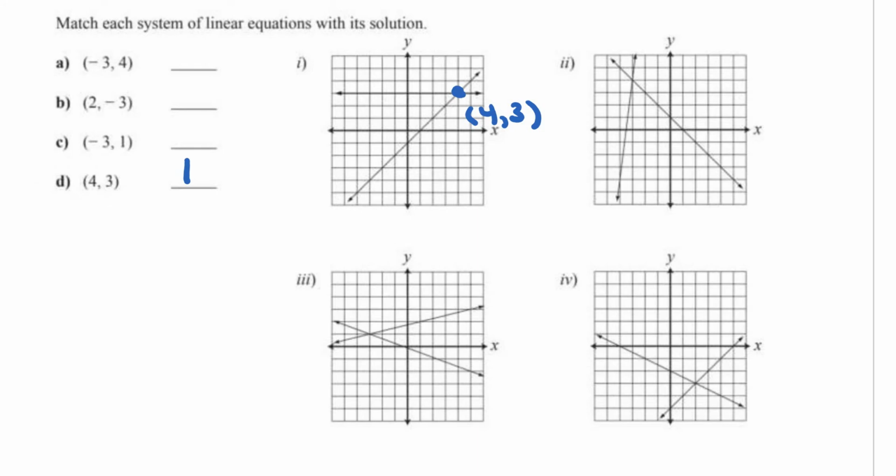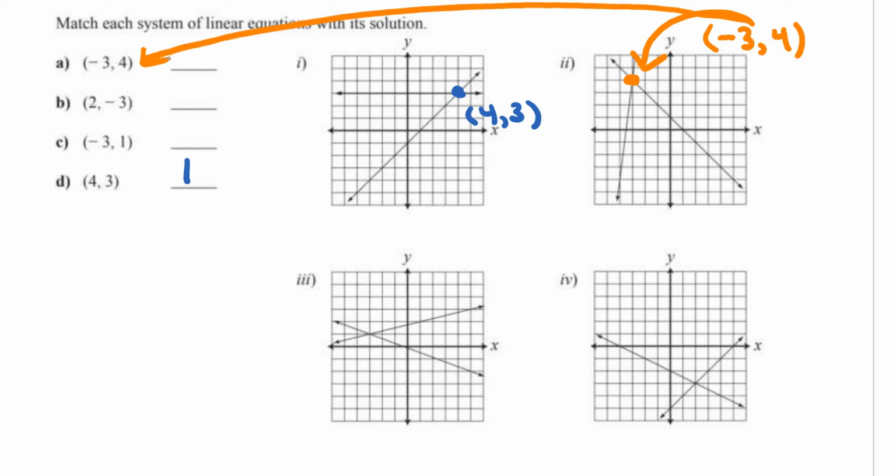And for graph 2, here's my intersection point in orange there. Ask yourself, what is that point? Well, I go left 3 and up 4, so left 3 is negative 3 and up 4 is 4. So those are the coordinates of that point, and that matches A. So this will be graph number 2. All right, let me just erase this, and then let's move on to graph 3.